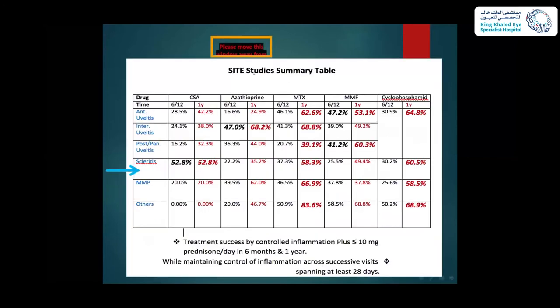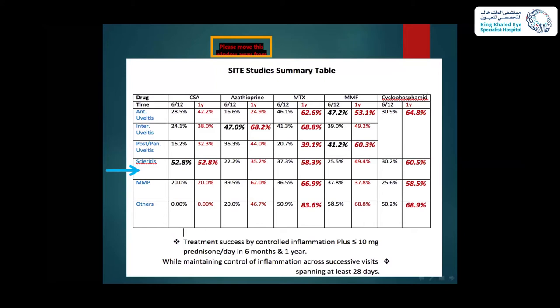And you can see this is the famous study, the SITE study. You can look back at them, and they looked at multiple diseases and multiple immunosuppressive treatments, and they found out that in scleritis most of our medications give more or less the same effect, but with superiority of methotrexate compared with others. And to some extent, CellCept, that was done in 2010 and 2011, and I'm sure now the records are more of CellCept rather than cyclosporine.